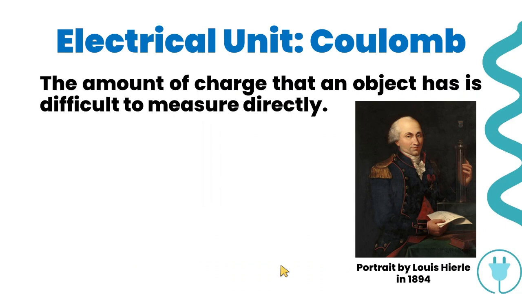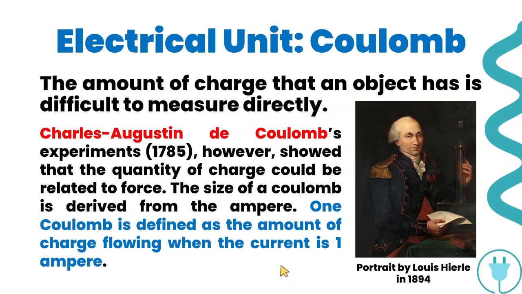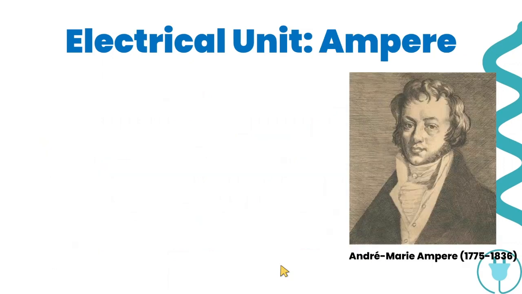The amount of charge that an object has is difficult to measure directly. Scientist Charles Augustin de Coulomb and his experiments in 1785, however, showed that the quantity of charge could be related to force. So the size of a coulomb is derived from the ampere. We'll talk about the ampere after this. 1 coulomb is now defined as the amount of charge flowing when the current is 1 ampere. But what if we want to know how fast charge moves? And that's why we have the other unit, ampere.